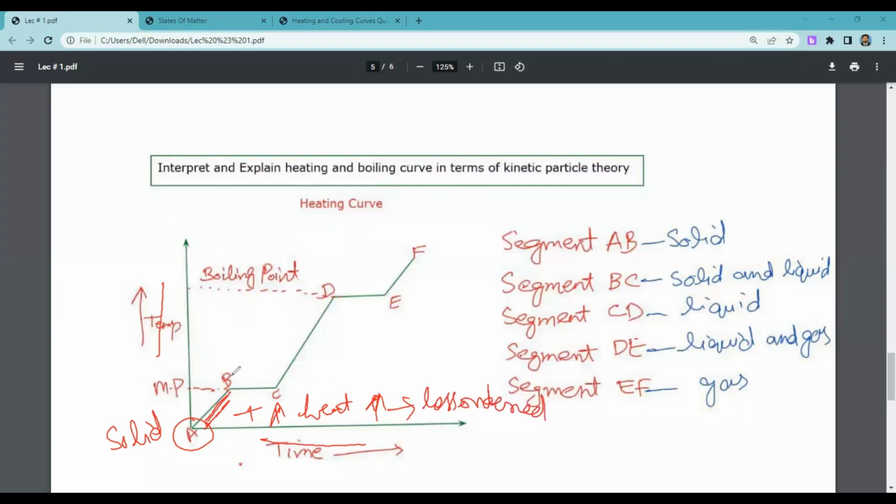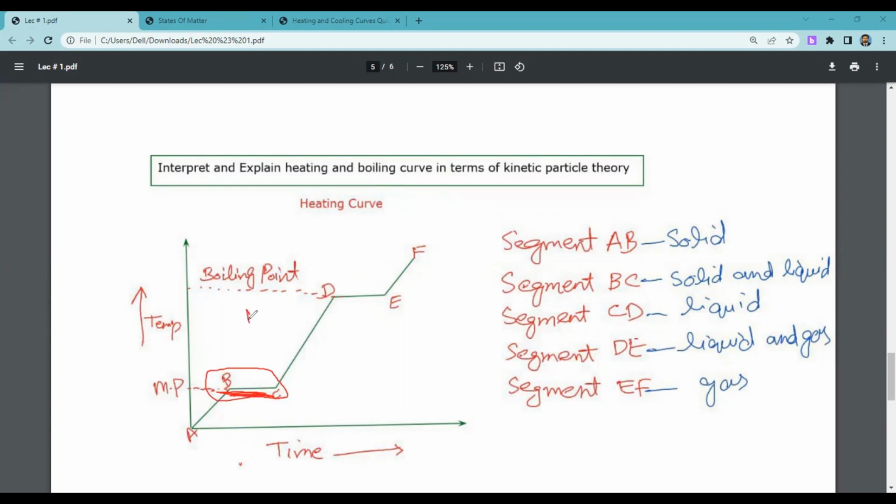After a certain time, the solid starts converting into a liquid. You can see that now at this temperature, on the curve BC, the temperature is not increasing.